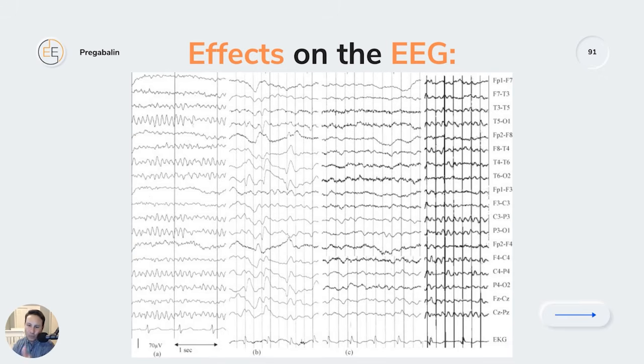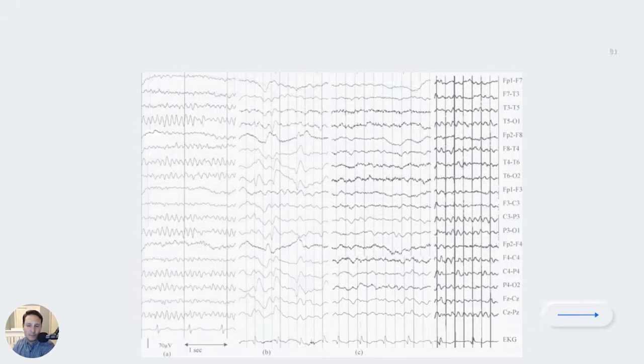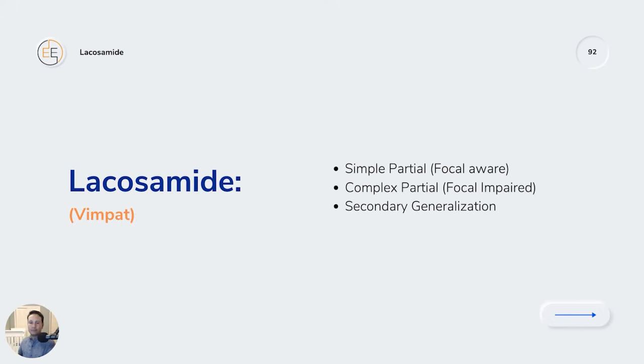So this is a really great illustration of the stages of effects that pregabalin has on the EEG. So familiarize yourself with that. And I believe if you type in pregabalin effects on the EEG, this might be the first image that comes up. So take a look at that.